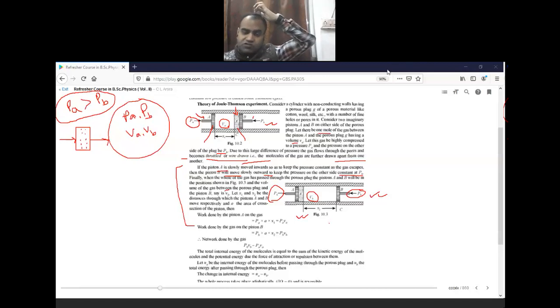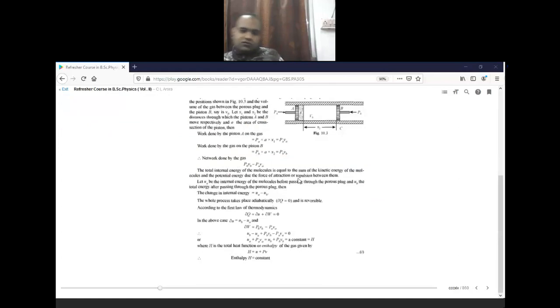Then you see, maybe I can remove this annotation. Now come to this particular part.